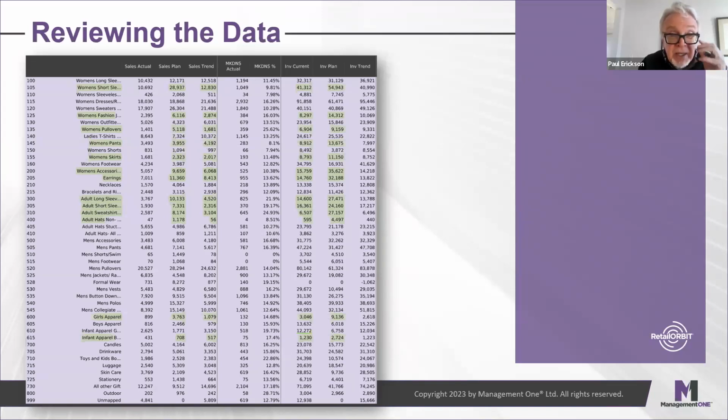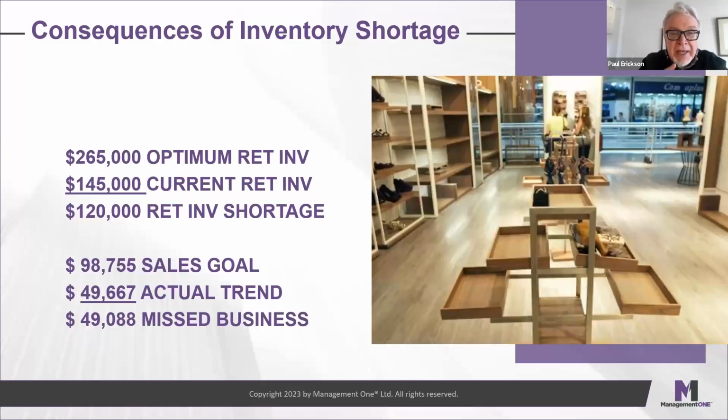And what I came up with is we had the optimum, we call it plan, we call it target, but what I like to call it is an optimum inventory. How much you should have in those categories at retail was 265,000. And the current total was 145,000. So we have $120,000 in inventory shortage. Now, what were the consequences of that?